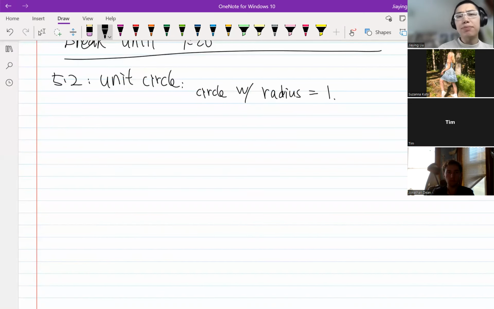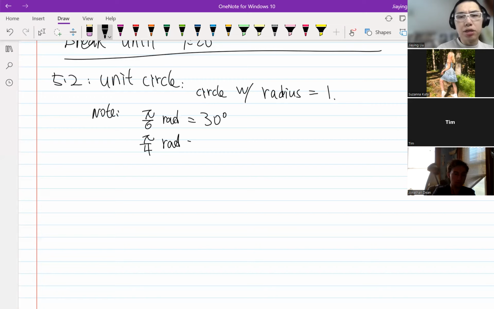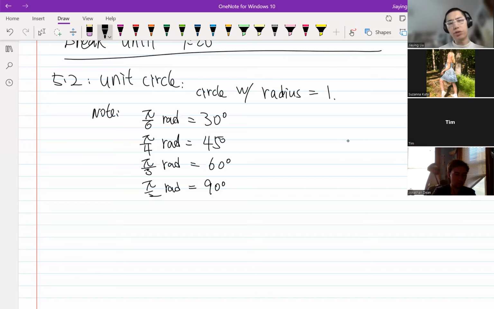All right. So first, let's plot some angles. So note, pi over 6 radians is equal to 30 degrees. Pi over 4 radians is equal to 45 degrees. And pi over 3 radians is equal to 60 degrees. And pi over 2 radians is equal to 90 degrees. And pi is 180. So those are considered the convenient angles, the nice angles. So we can use them to plot a lot of angles on the circle.